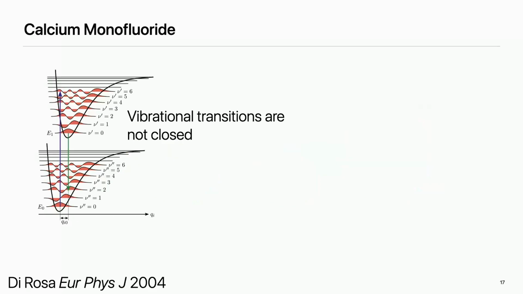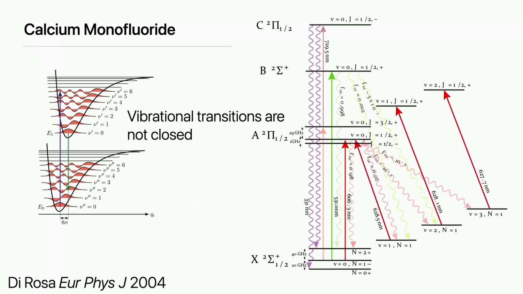And as I said, vibrational transitions are not closed. But if you look at the decays in calcium fluoride from the first excited state, 98% of the time you come back to the ground vibrational state. 2% of the time you go to the first, right? And if you go out, about 1 in every 100,000 photons is decaying into this third excited state, right? And if you look at the second state, this B state, these ratios get even better. So they're almost closed, right?